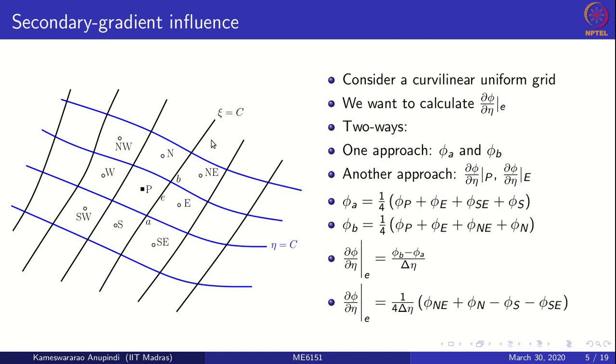Okay, that means if you move along this xi equal to constant, eta increases, and if you move along this eta equal to constant, xi increases. Okay, so the secondary gradients would lead to the calculation of partial phi, partial eta on the east face, right?